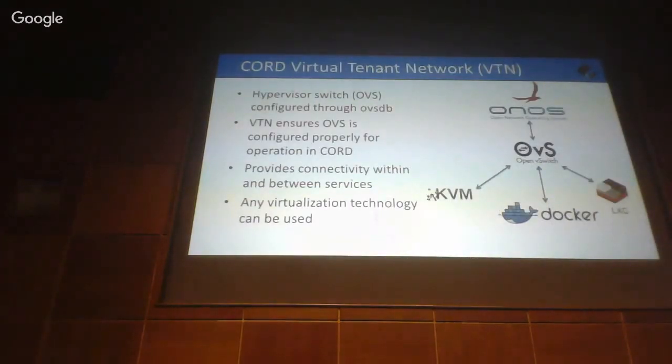Okay, so how do we do all this? We've defined our own virtual tenant network. It basically relies on a single hypervisor switch, which is OVS for now. It's configured through OVSDB, so when the compute node comes up, ONOS knows about that compute node, connects to the OVSDB instance on it, and provisions that OVS switch correctly so it's ready for operation within CORD. I'll show you how that happens.